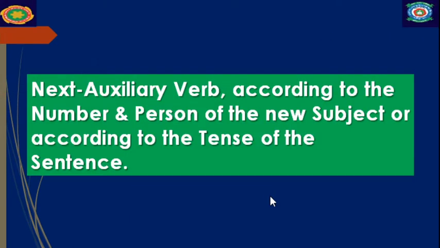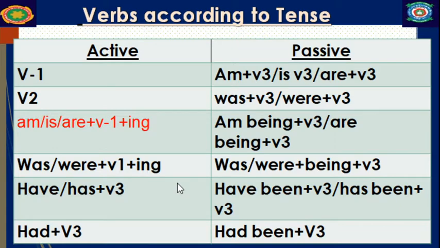Here, the auxiliary verb changes according to the number and person of the new subject, or according to the tense of the sentence. That means when the subject is changed, in the passive voice the new subject will come, and you have to consider the tense, and according to the person you have to change the auxiliary verb. According to the tense concept, some changes will occur.